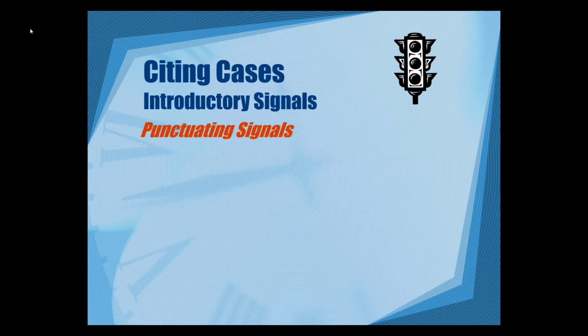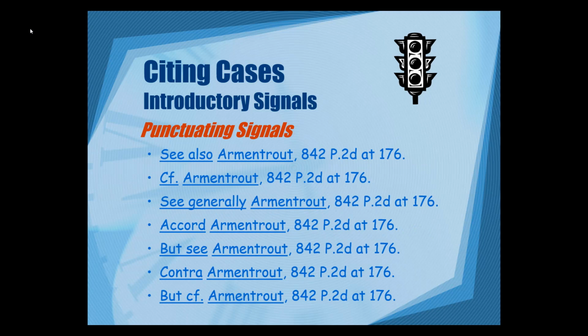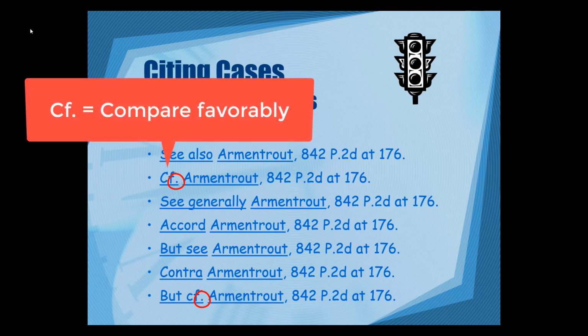Just to drive the point home, here's a list. As you can see, there are no commas. None of these other signals need them. The only punctuation you see is the period after CF, and you won't forget that because CF is an abbreviation.